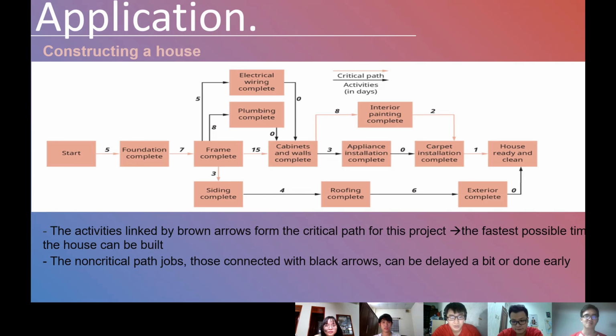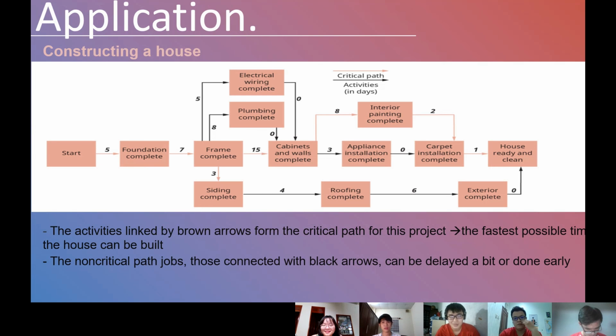The first application is about constructing a house, which is shown in the diagram. The tasks required to finish the house and the estimated time for each have been identified. The arrows indicate the links between the various steps and their required sequence. As you can see, most of the jobs cannot start until the house foundation and frame are completed. It will take 5 days to finish the foundation and another 7 days to erect the house frame.